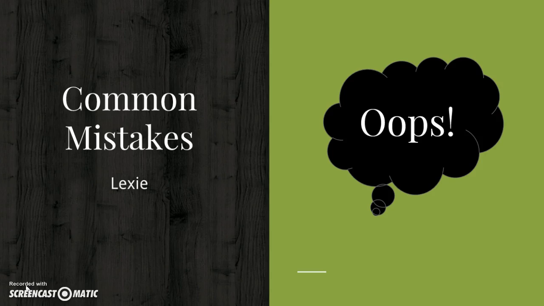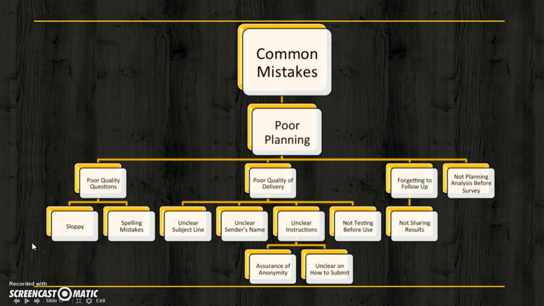Surveys are a very effective tool for collecting data, but it is important that they are executed properly. Avoid these common mistakes, and you will have a lot more success with your survey participants. The first big mistake we often see in survey development is general poor planning. An example of poor planning is writing poor quality questions that are sloppy, confusing, or have spelling mistakes. The wording should be clear and not open to interpretation.